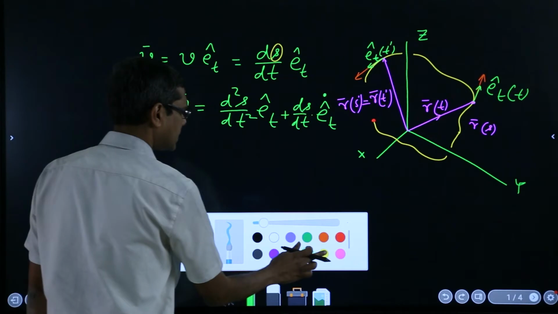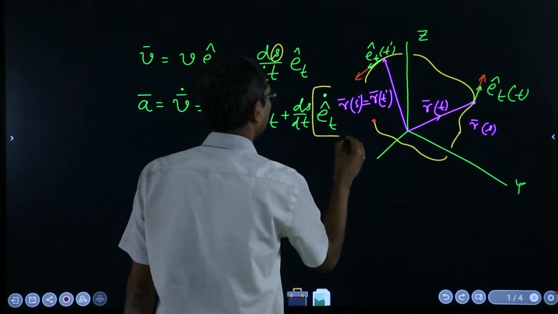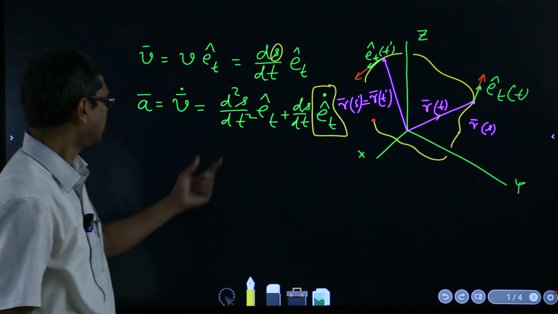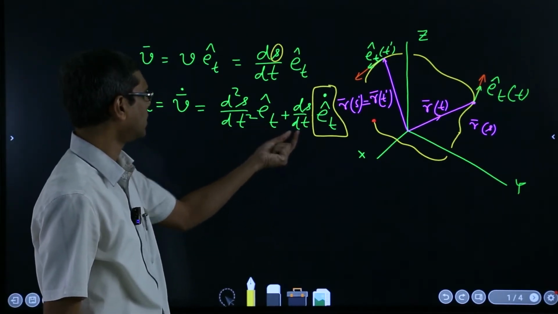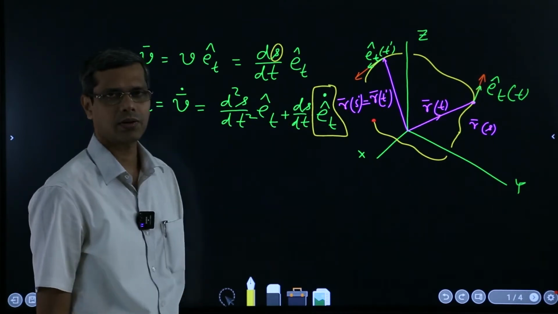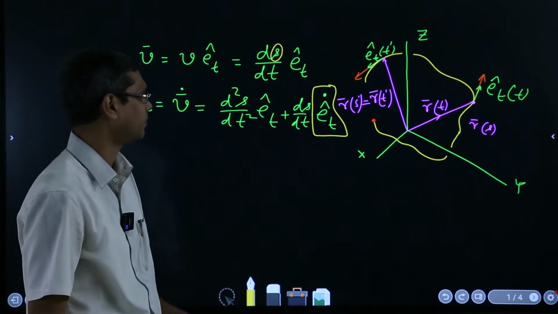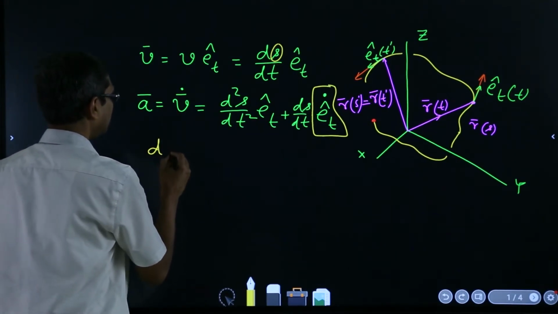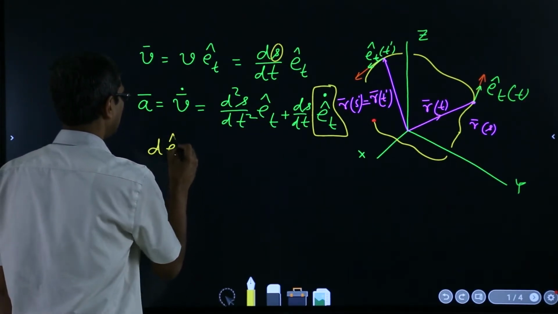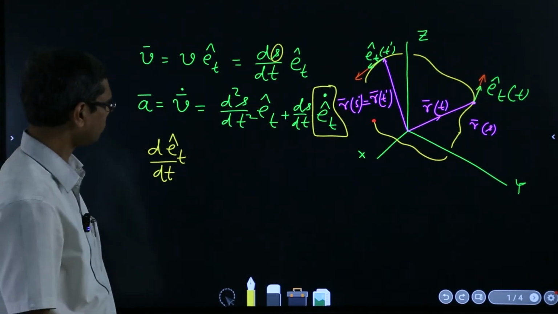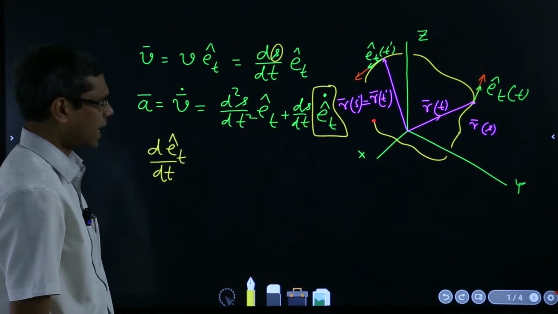Now we are quite acquainted with the first of these things. Here there is no problem, this is a unit vector, but this is not yet a unit vector. It is the differentiation of a unit vector with respect to time. So basically now our job is to evaluate d et over dt. Now how to do that is the question.